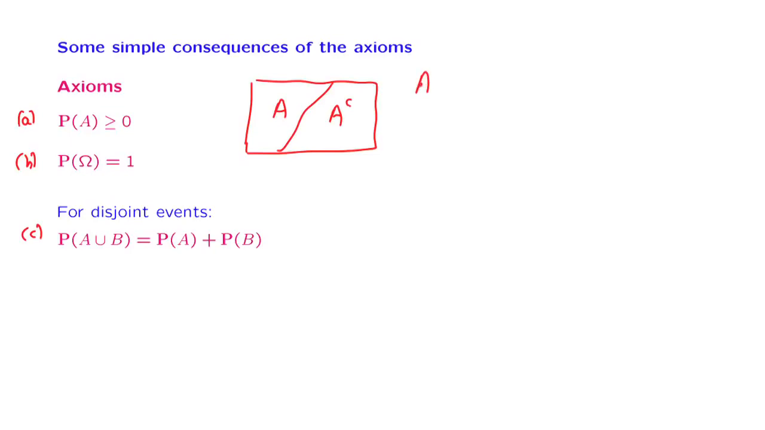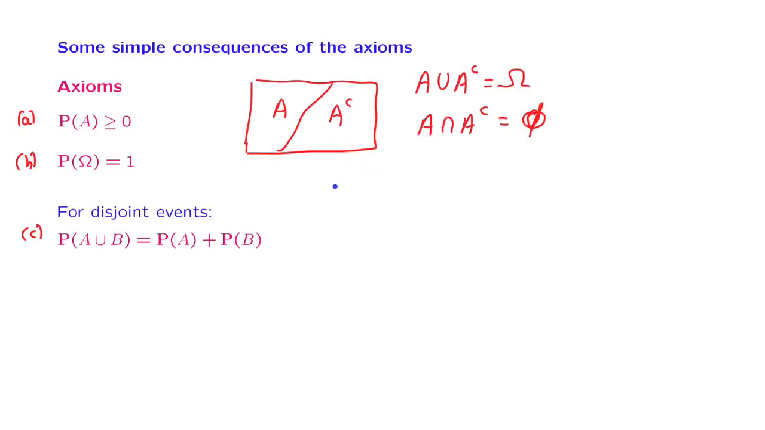So a set together with its complement make up everything, which is the entire sample space. On the other hand, if an element belongs to a set A, it does not belong to its complement, so the intersection of a set with its complement is the empty set. Now we argue as follows.